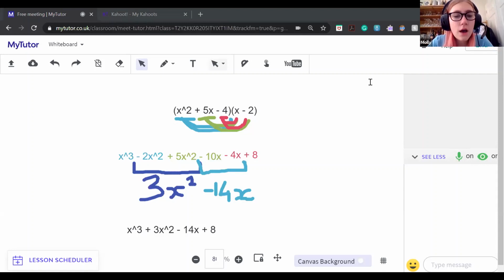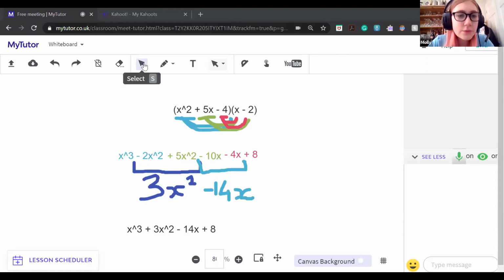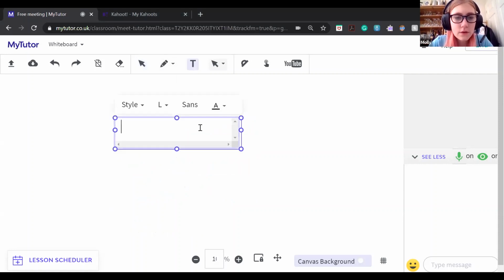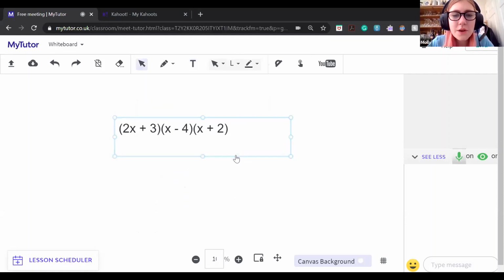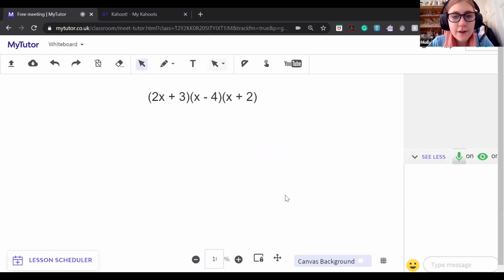Okay. So I'll give you guys one to have a go at quickly. Let's do 2x plus 3, x minus 4, x plus 2. So give that one a go. I'll only give you like a minute, so don't worry if you don't quite finish it, but get started with it and we'll see.